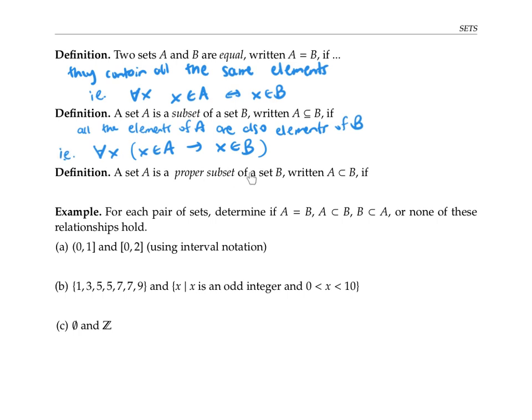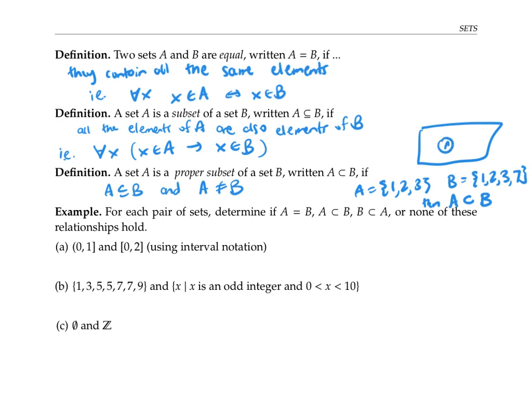A set A is a proper subset of a set B, written with this notation, if A is a subset of B and A is not equal to B. For example, if A is the set containing the numbers 1, 2, 3, and B is the set containing the numbers 1, 2, 3, and 7, then A is a proper subset of B. As a Venn diagram, you can think of A as being contained in B, but not taking up the whole thing. Note that if A is a proper subset of B, then A is a subset of B.